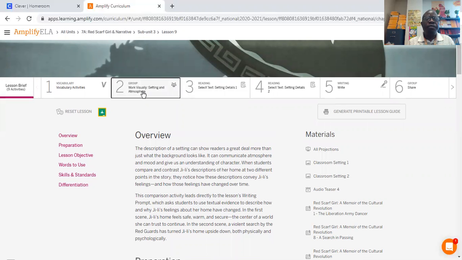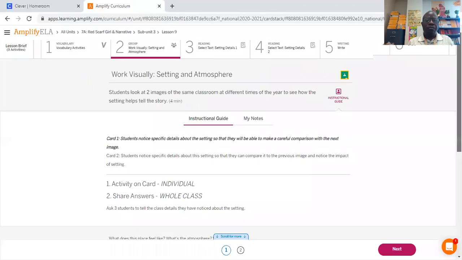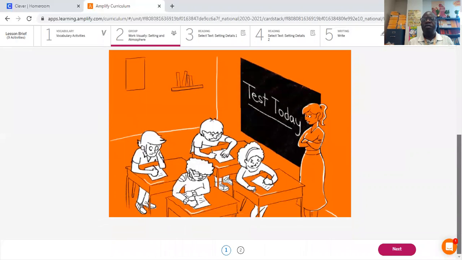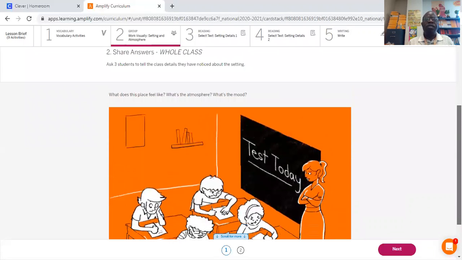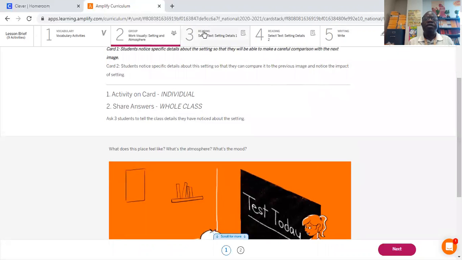This one is a visual setting. Just have a look at this. Today's test. So what is the setting? They want us to understand what setting is. And just look and then see the setting too.